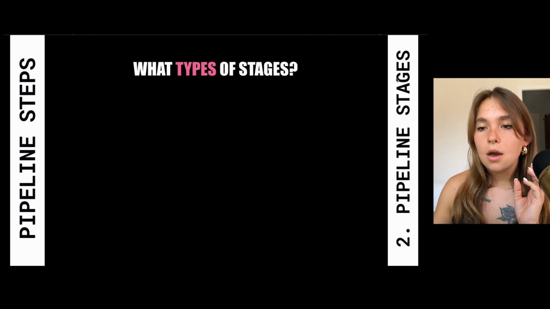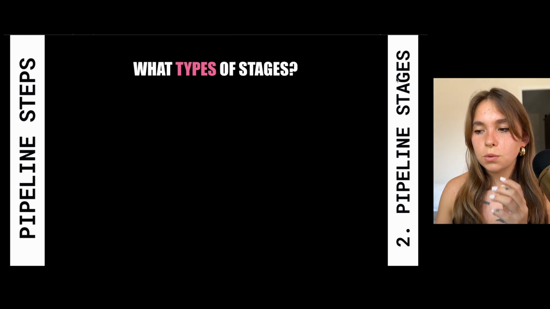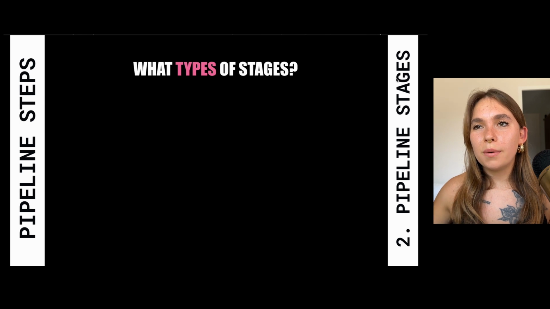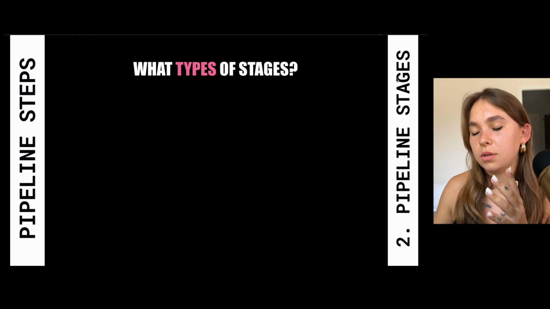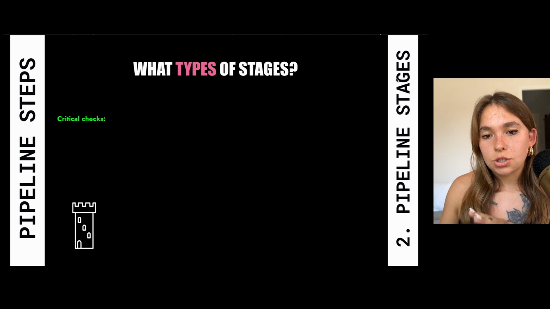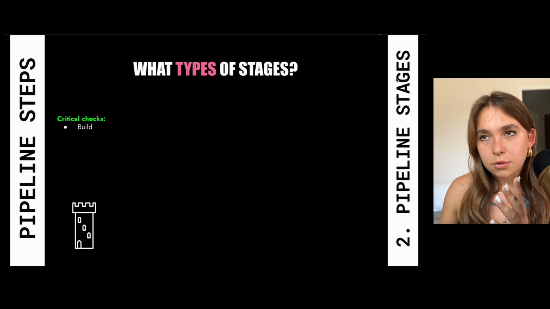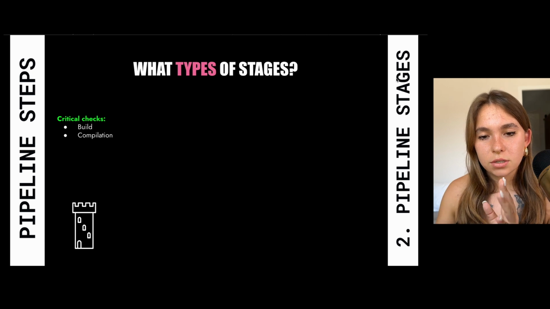Okay, another important question: what types of stages would we have? Right now I will give you a very common, high-level picture of all possible stages, which we normally use in almost all teams. First of all, it's critical checks. What can be critical checks? Normally it's something related to build, because if the build is not completed, there's no reason to start with higher-level checks.